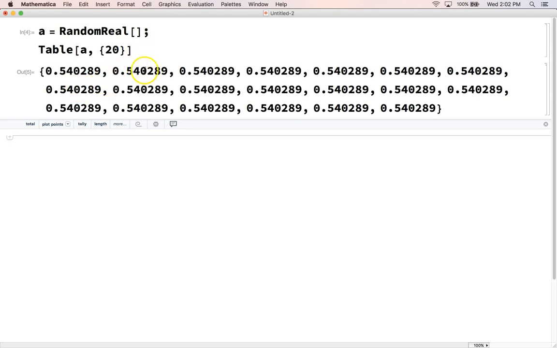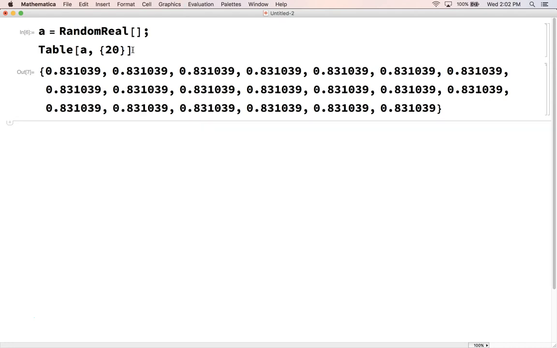So this obviously didn't work, and what's the problem? The problem is that here, A got defined to be some specific random real number, and then that specific random real number, this 0.540289, got repeated in here 20 times. So let me run it again. It's still going to be the same number 20 times, but it'll be a different number. Okay, so here the number that was chosen for A is 0.83, and so now that's in this list 20 times.